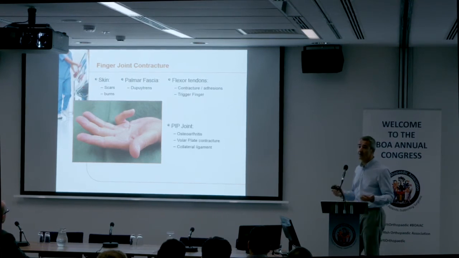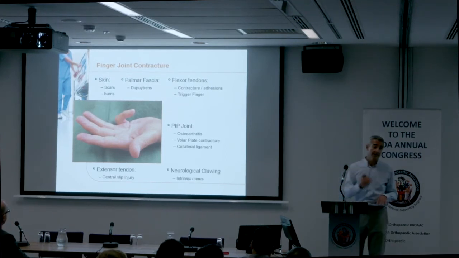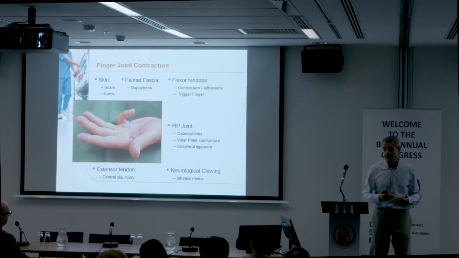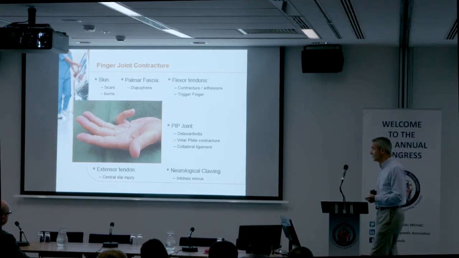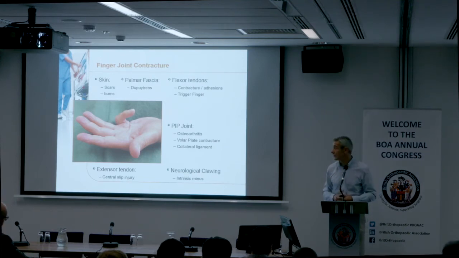The joint itself could be at fault as a result of ligamentous injuries, like the volar plate or collateral ligament, or as a result of arthritis. And even problems on the extensor side, on the dorsal side, an extensor tendon injury or a neurological problem affecting the extensor tendons can give you clawing contractures of the finger joints.